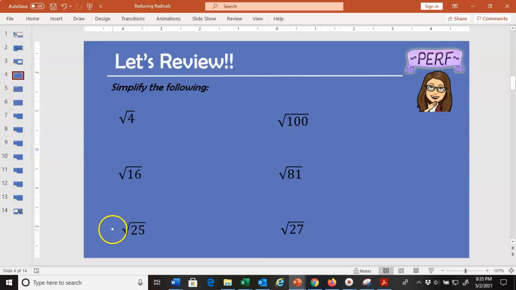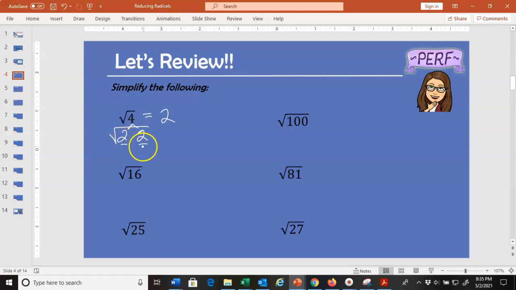So let's review perfect squares. When we look at this, we're trying to take the square root of 4, and I bet all of you instantly know the square root of 4. The square root of 4 is 2, and that's because you can write 4 as 2 times 2. It's considered a perfect square because you can find two numbers that are exactly the same that multiply together to give you that number. It's called a perfect square.